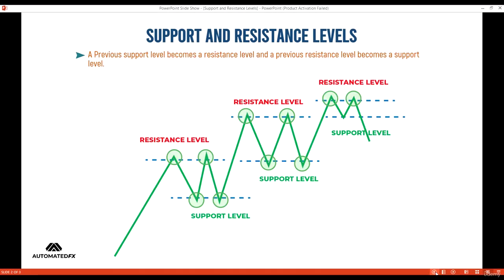These are concepts that you need to take note of, you need to understand. You're going to use them in your day-to-day analysis of the market. And the next one, we're going to be learning about demand and supply zones, which are quite similar to the support and resistance levels.